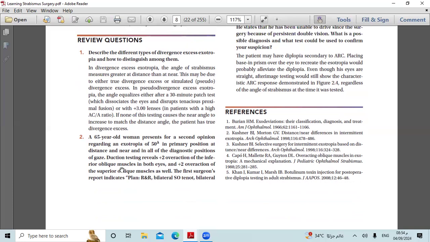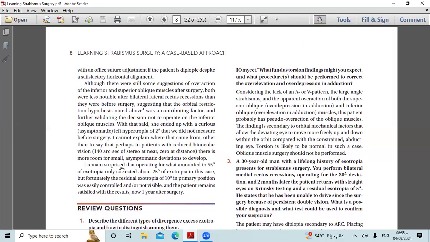Question two. A 65-year-old woman presents for a second opinion regarding an exotropia of 50 prism diopters in primary position at distance and near, and in all of the diagnostic positions of gaze. Duction testing reveals plus 2 overaction of the inferior oblique muscles in both eyes and plus 2 overaction of the superior oblique muscles as well. The first surgeon's report indicates a plan to recess and resect bilateral superior obliques and do bilateral inferior oblique myectomy. What fundus torsion findings might you expect?